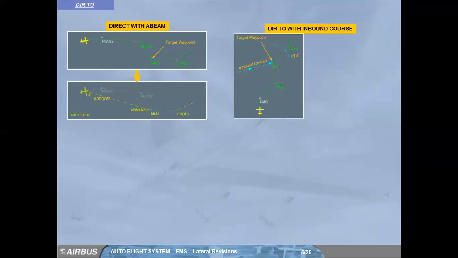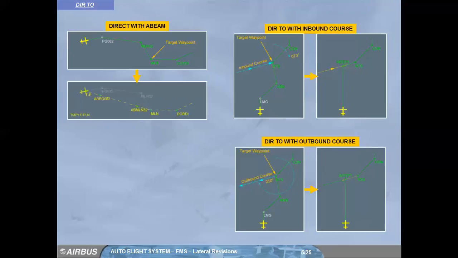The flight crew has 3 additional options to create the direct leg: DIR2 with abeam points, DIR2 with an inbound course or DIR2 with an outbound course.